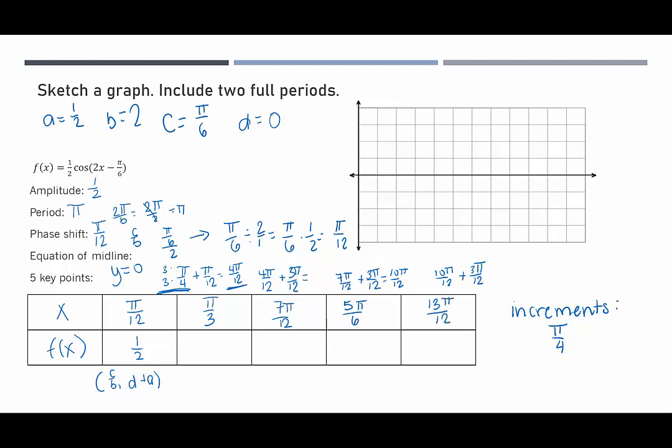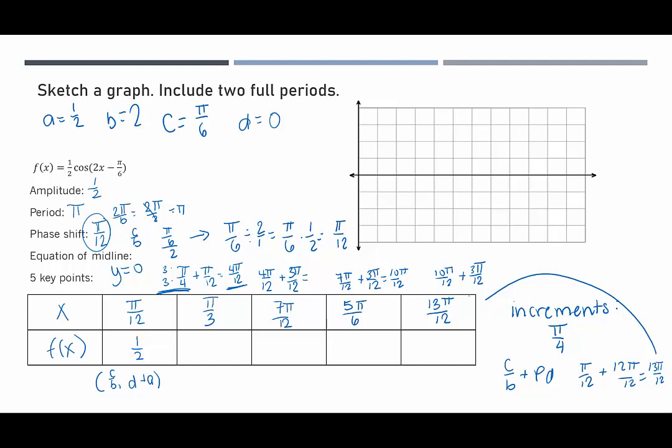Now, one thing I mentioned at the very beginning of this video is that the x coordinates for one period are c over b, which is the phase shift, and then c over b plus the period. So c over b is pi over 12 plus the period, which is pi. Well, pi is 12 pi over 12. So this should match that very last x coordinate, and it does. So I feel pretty good that we have the right x values here. It ended up as it should have.